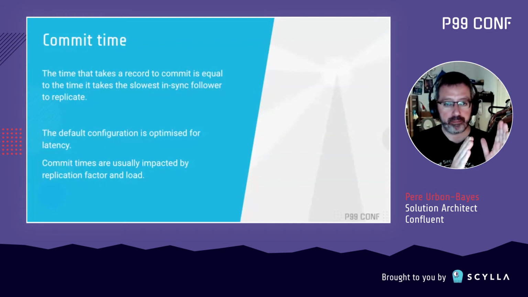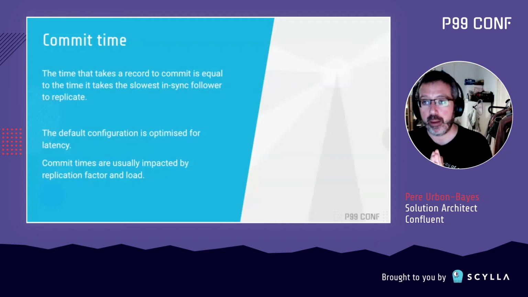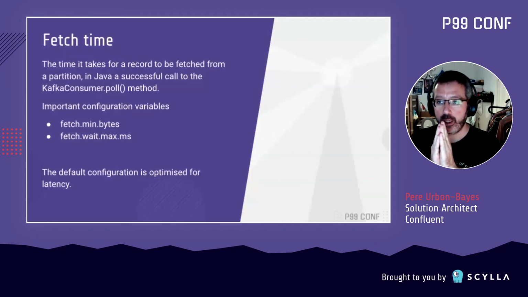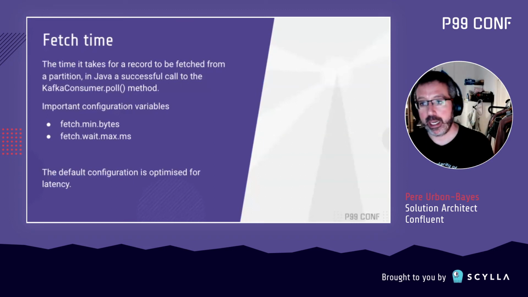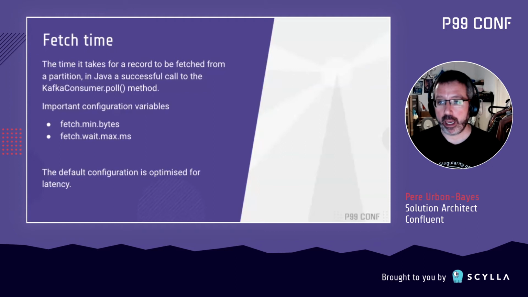So now we finish the time of writing. We want to go to the time of reading. Fetch time is the time that it takes for a record to actually come from the log into a consumer. And like in the replication, we have these two variables, fetch.min.bytes and fetch.max.wait.ms. They usually don't have to be changed, but if you notice delay on this fetch time part, this is what is going to help you.